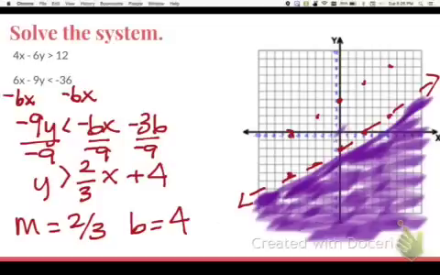Okay, so again, in looking at my symbol, it's greater than. That means I need a dotted line.